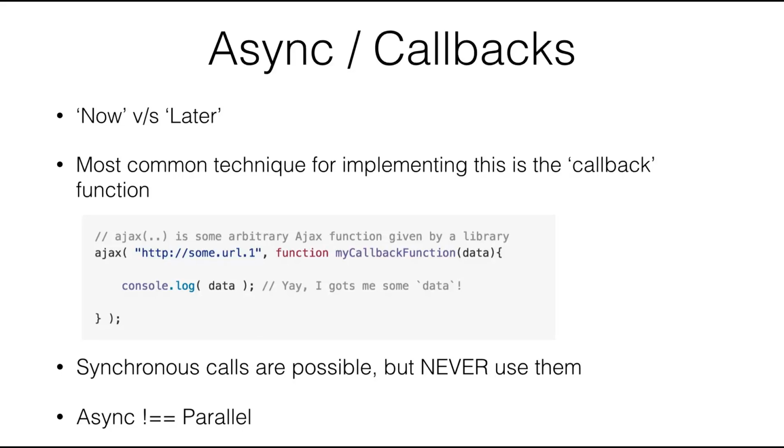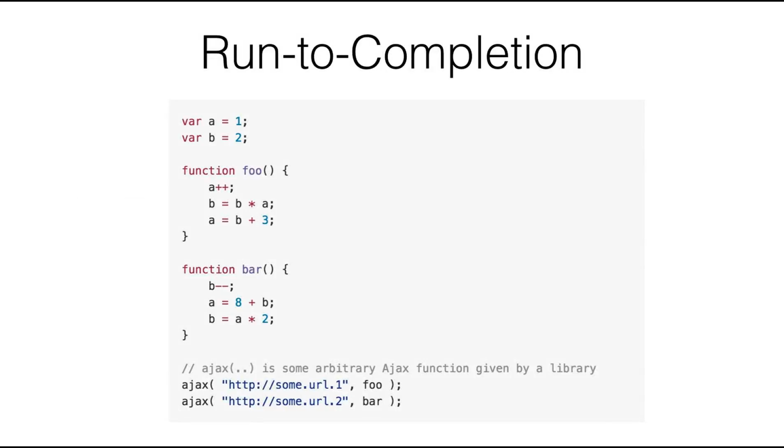Although synchronous calls may be possible, you never want to do that in your JavaScript, because as soon as you call something synchronously, it's going to lock up the whole browser. The whole browser will become unresponsive, and there'll be nothing else that the user will be able to do at the time. The other thing that is useful to keep in mind is that async is not parallel, and we'll see what that means in the next slide.